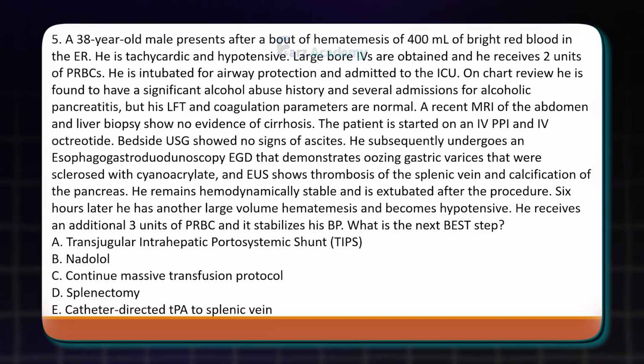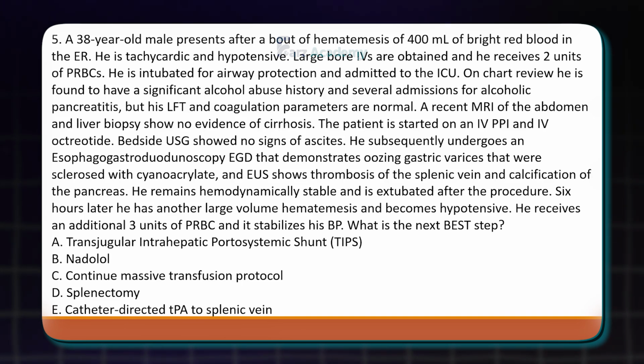and EUS shows thrombosis of the splenic vein and calcification of the pancreas. He remains hemodynamically stable, extubated. 6 hours later, he has another large volume hematemesis, becomes hypotensive, receives 3 additional units of PRBC. It stabilizes his BP. What is the next best step?